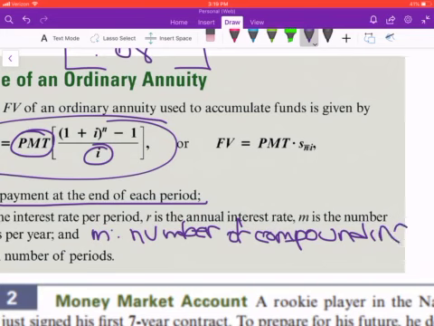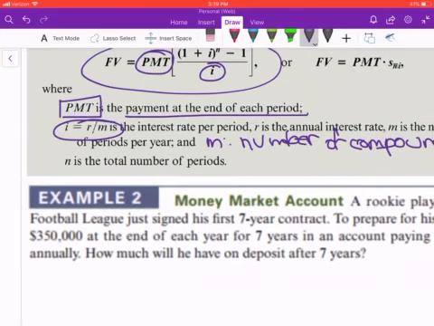So just like we used in section 5.2, if the number of compounding periods is monthly, then we will use M equals 12. If it was to be daily, we will use M equals 365. And here we have N, which will be the total number of compounding periods, and N is defined as M times T, the number of compounding periods multiplied by the number of years.